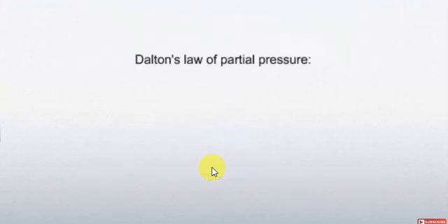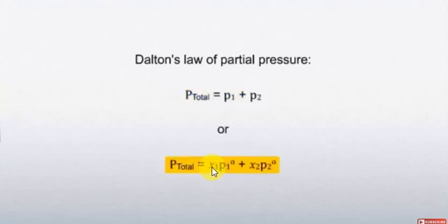Now, if you apply Dalton's law of partial pressure, the total vapor pressure of the mixture would be equal to the sum of the individual partial pressures of the components 1 and 2. That is, P total is equal to P1 plus P2, or P total is equal to X1 P1 naught plus X2 P2 naught. Let this be equation number 1.